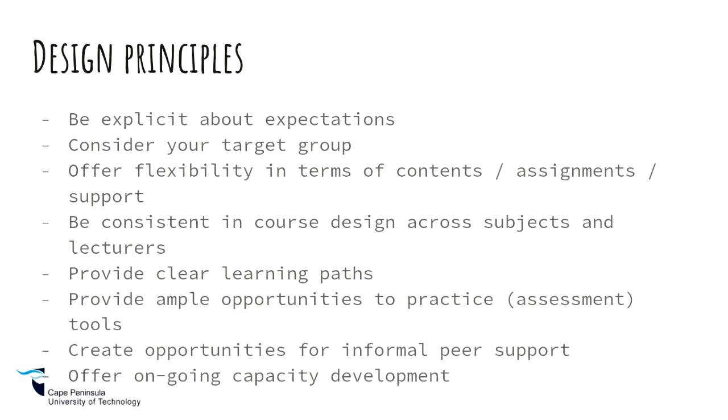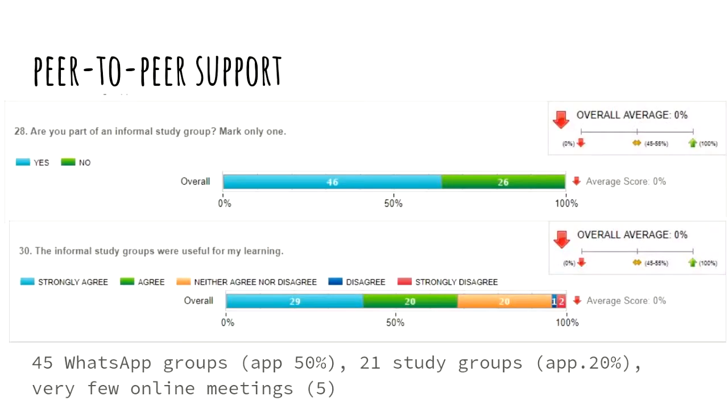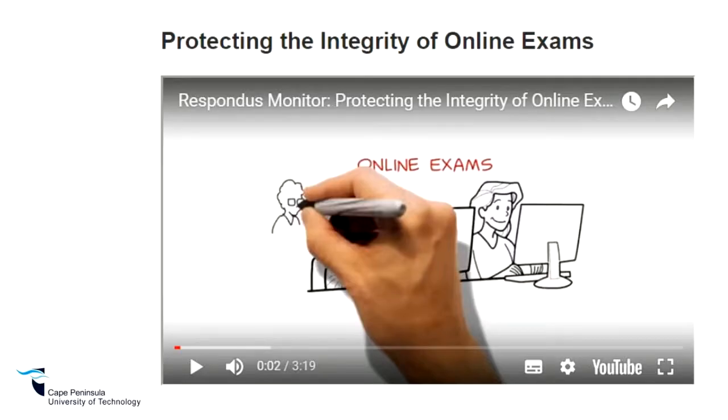You have to have a lot of opportunity to practice, especially if you do the exams online. And the informal peer support that I was talking about, that was really for them to be able to set up. And for the staff, they need ongoing capacity development. They were thrown in the deep end, but they had to learn quite quickly. But you also need to offer that and to learn from each other. So as you can see, the peer-to-peer support here was really important. About 50% said they were in WhatsApp groups. 20% had set up study groups, very few online meetings. So people still want to meet face-to-face.